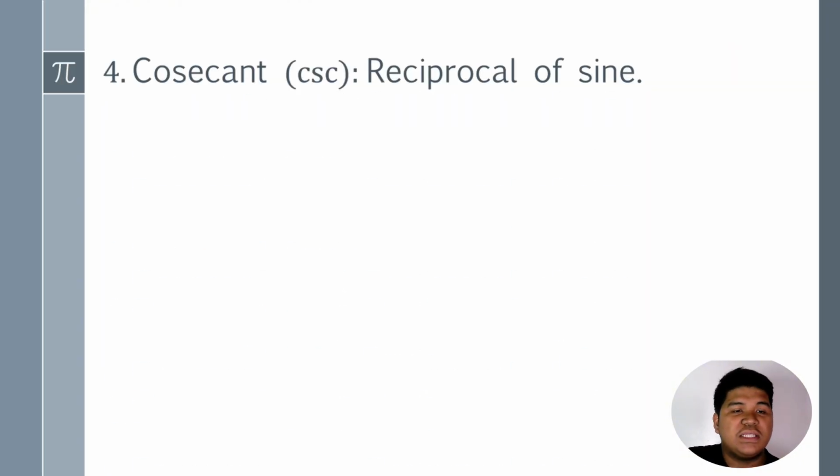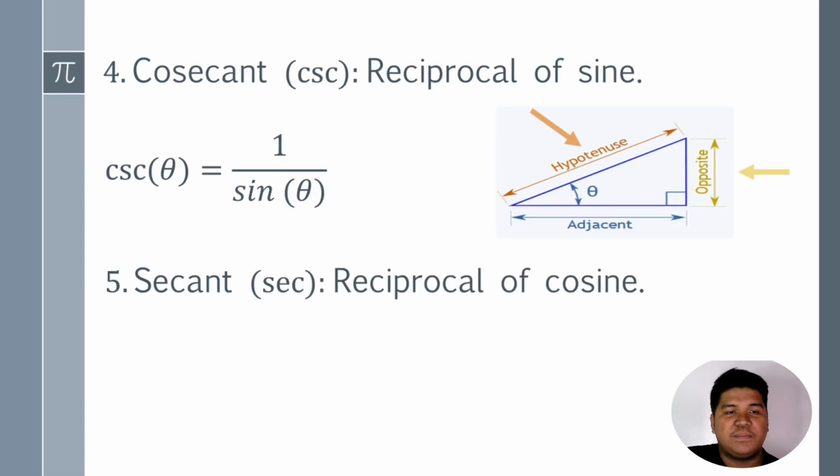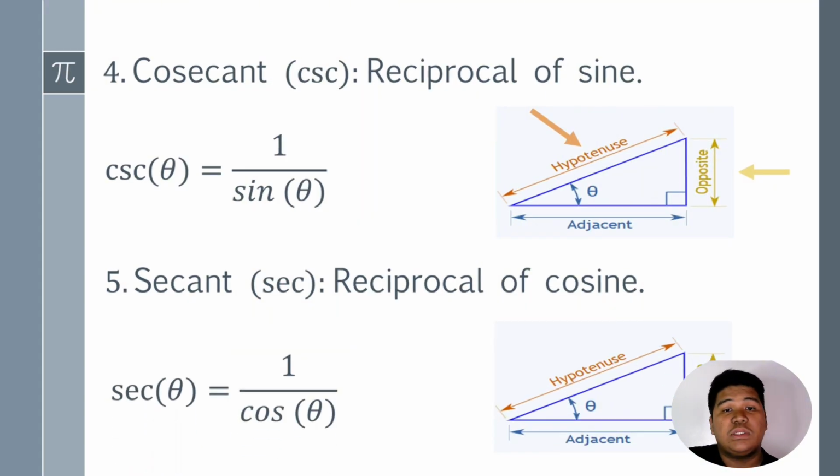The fourth one is cosecant. Cosecant is the reciprocal of sine. So it has a formula of cosecant theta is equal to 1 over sine theta. The fifth one is secant. Secant is the reciprocal of cosine. So it has a formula of secant theta is equal to 1 over cosine theta.